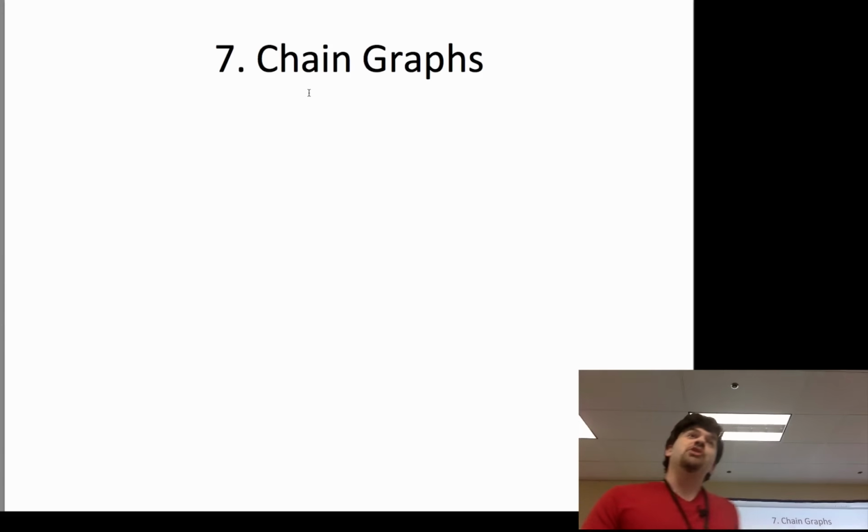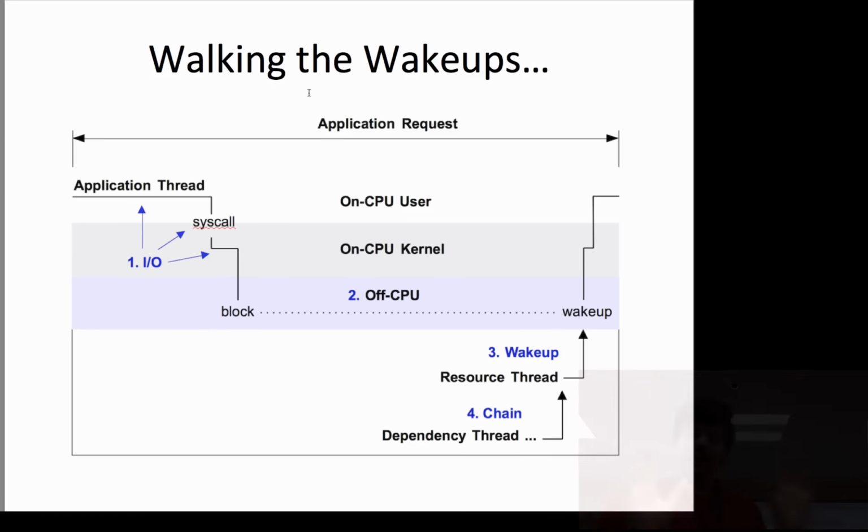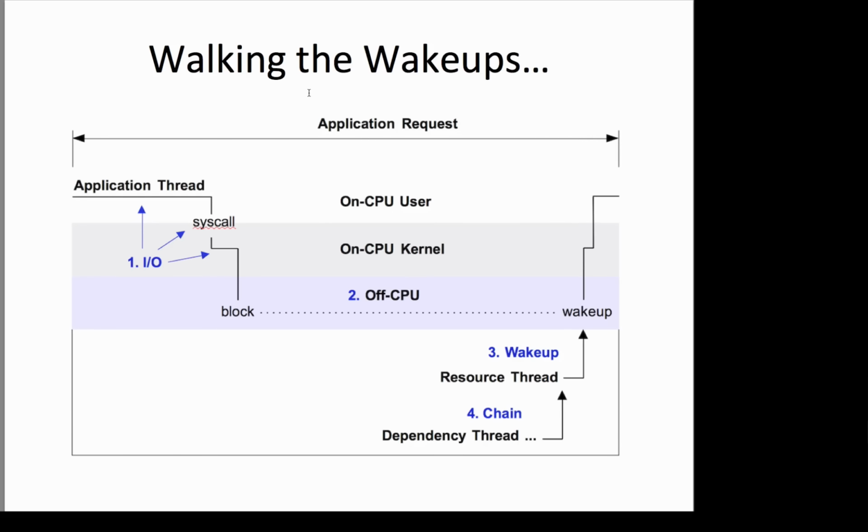But chain graphs is the last section of this talk, and this is where, in order to really attack this problem, you need to walk the wakeups. So I've got off-CPU time. That solves some problems because it's a surprise I was blocked on it. But often you need to know the guy that woke you up and what they were blocked on, and often you need to know the person that woke them up and the person that woke them up, and you actually need to walk the chain all the way down.